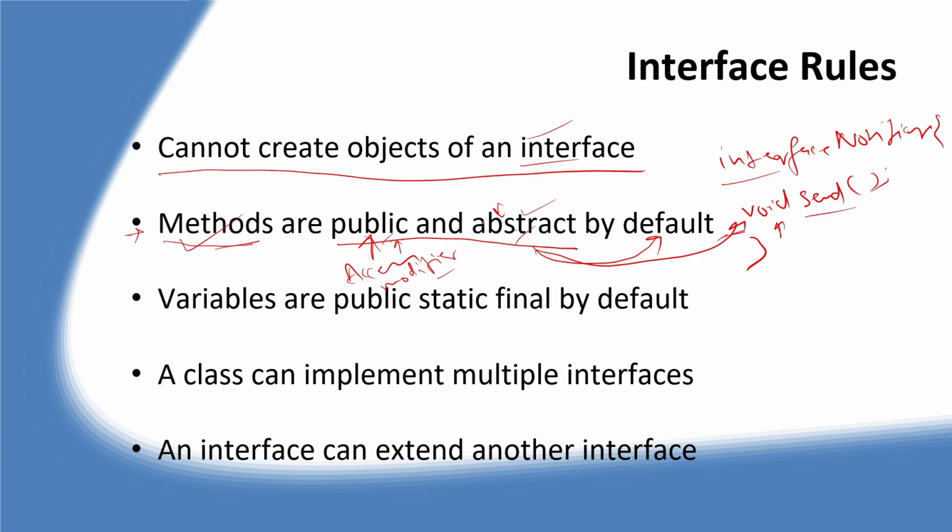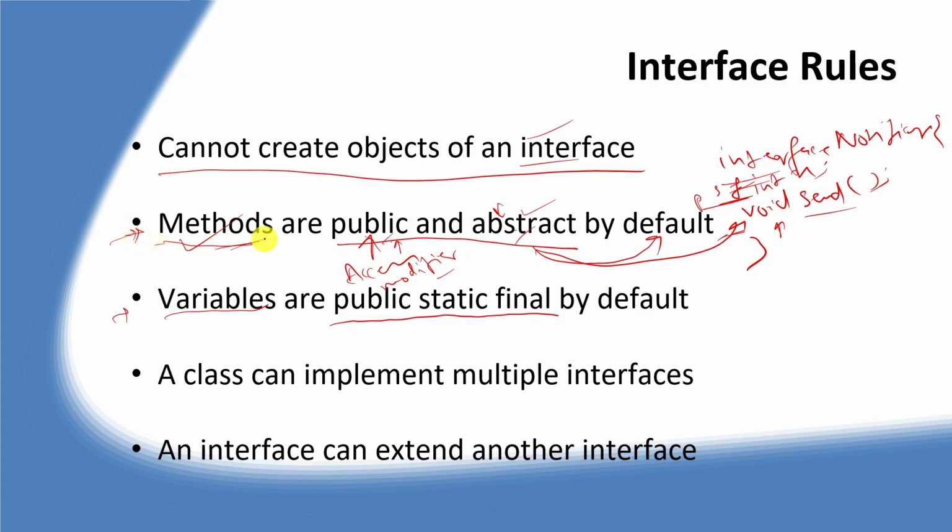Then an interface will have variables, right? Not only methods. So what are the rules for variables? For variables, similarly, by default they will be public, static, final. Let's say I define a variable int x. That's it. By default the interface will make variables public, static, final, and methods public and abstract. This is an important interview question.